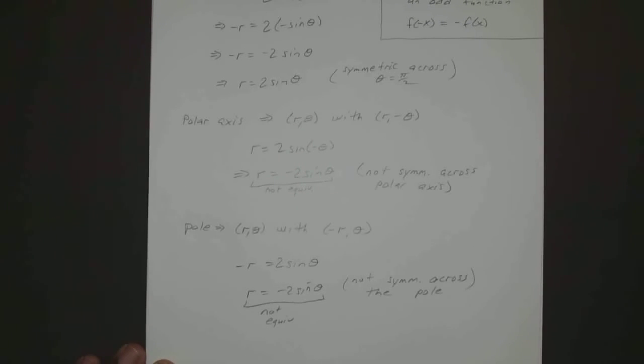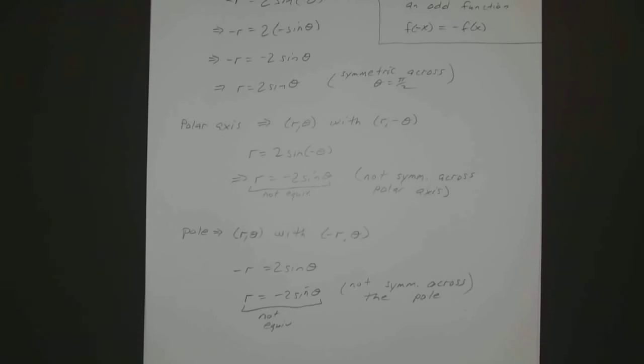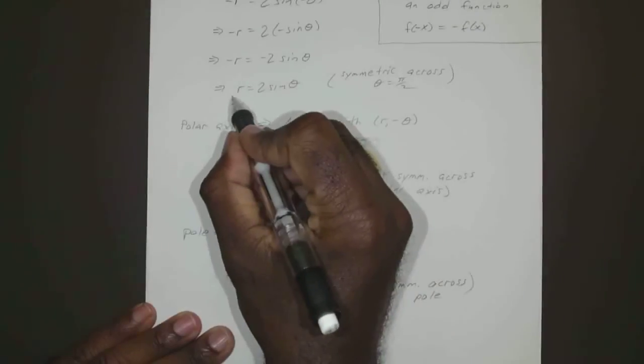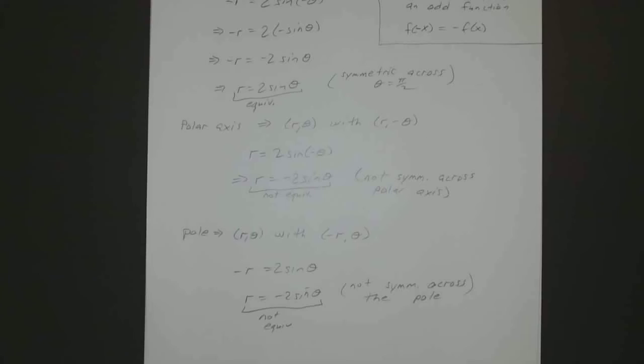All right. So any questions on that one? Yes. What does it mean to be symmetric across theta equals pi over 2? That means that pretty much you have a mirror image on both sides, over the y-axis. Yep, over the y-axis. Oh, and the polar axis is the x-axis? Yes. Just a trig way of saying y-axis. Pretty much. Oh, let me write down that that one's equivalent.